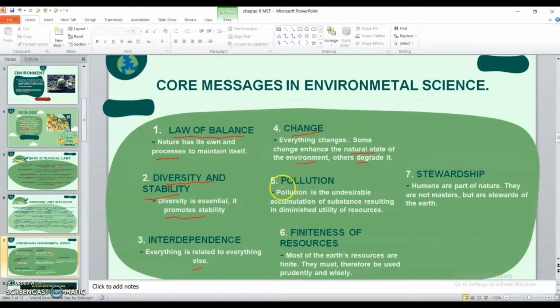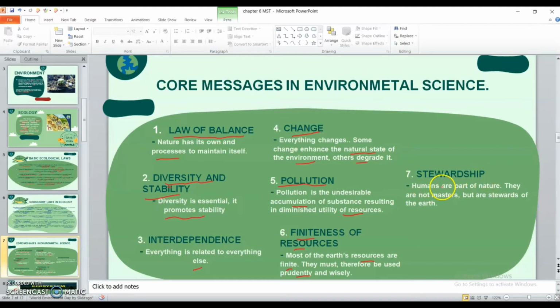The next one is pollution. Pollution is the undesirable accumulation of substances released, resulting in diminished utility of resources. Pollutants are produced by natural and man-made processes. The next one is finiteness of resources. Most of the Earth's resources are finite. They must therefore be used prudently and wisely. Most resources are subject to depletion and degradation. Plants and animals are renewable resources.